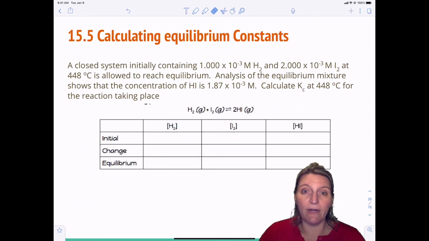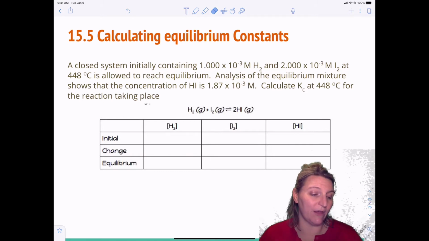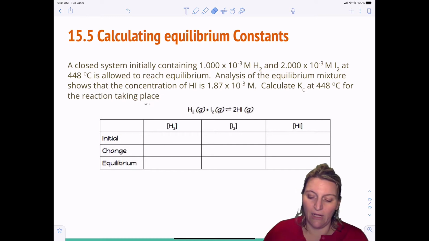So we're just going to start right off with a practice problem here. It says a closed system initially containing 1 times 10 to the negative 3 molarity of H2 and 2 times 10 to the negative 3 molarity I2 at 448 degrees Celsius reaches equilibrium. Analysis shows that at equilibrium, the HI concentration is 1.87 times 10 to the negative 3. Calculate the equilibrium constant, the actual number. So the way that we do this is by using what we call an ICE chart.